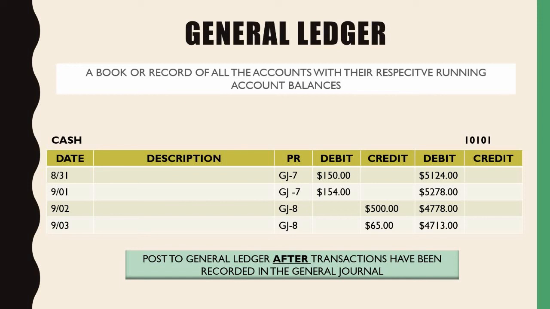So this is called the general ledger, which gives you an account balance in every single account that's on your chart of accounts. Okay? Now, the difference between your journal and your ledger is that your ledger is always going to have a running balance, where your journal is your day-to-day transactions.